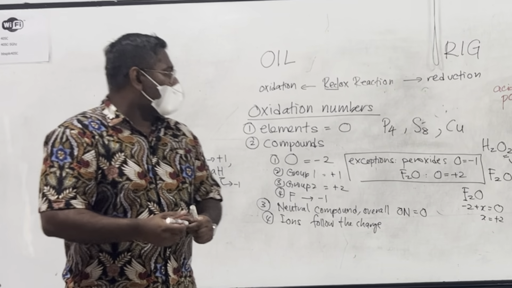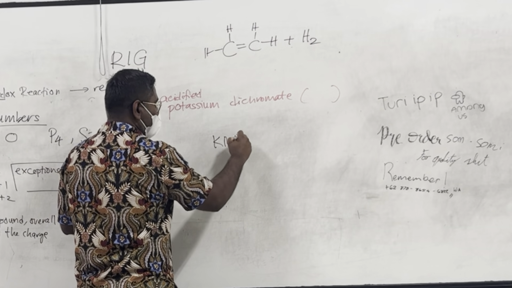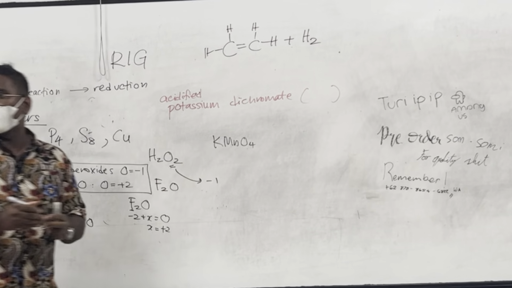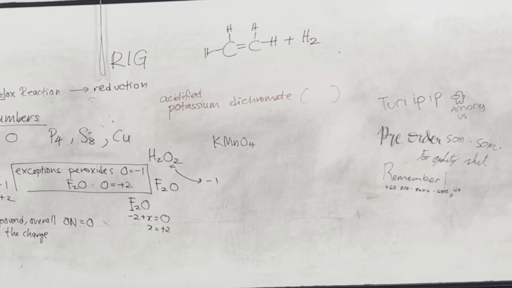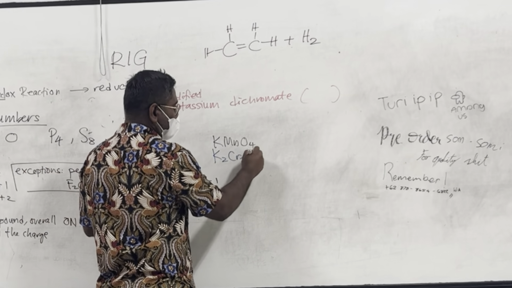I will write down again: potassium manganate is KMnO4, and potassium dichromate is written as K2Cr2O7.